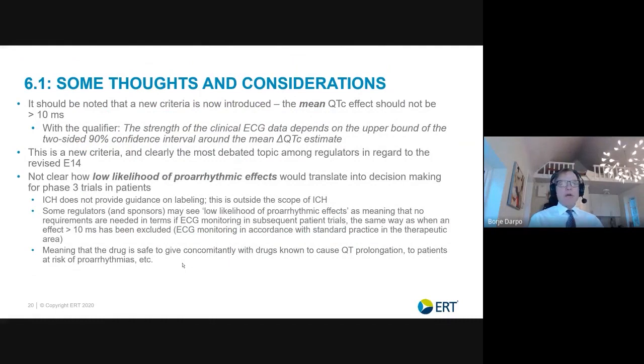I think it must be emphasized that ICH does not regulate or guide labeling. This is outside the scope of ICH. So the main questions for regulators and for sponsors is, how should we see low likelihood of pro-arrhythmic effects? Does that mean that the drug can be taken into pivotal trials without ECG monitoring, without precautionary statements in regard to concomitant medications with other drugs that have a QTc effect, and without cautioning patients with hypokalemia or risk factors for torsade to be included? These are important details that are lacking, and we're left without a clear answer on this topic.